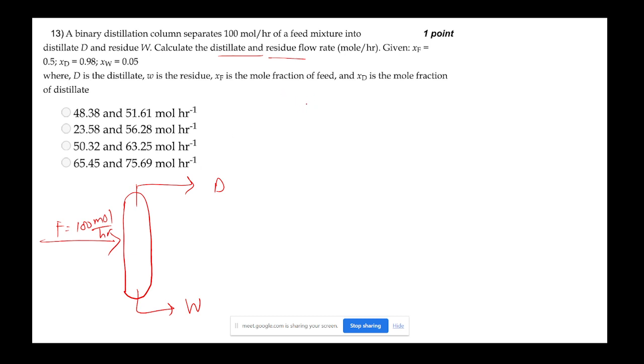Another data that you have been given is the feed mole fraction. So XF is 0.5, and the mole fraction of that component in distillate is 0.98, and in residue it is 0.05. So to find out the residue and the distillate flow rate, what you do is you apply the material balance. Like material balance will be two: overall mass balance, and component wise mass balance.